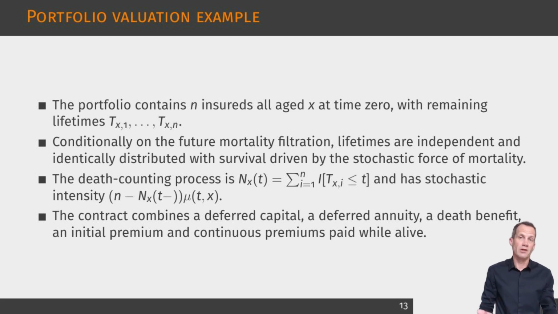The contract used in the chapter combines standard life insurance components. A deferred capital is paid at a future date if the policyholder is alive. A deferred annuity is then paid continuously over a later interval as long as the policyholder survives. A death benefit is paid if death occurs before the terminal date. On the premium side, the insured pays an initial premium and then continuous premiums while alive, up to the deferral date. This example is rich enough to illustrate discounting, survival contingent payments, death contingent payments, premium obligations, and portfolio aggregation.